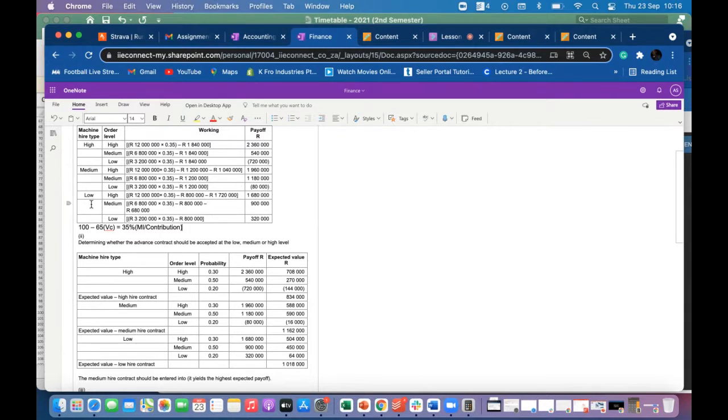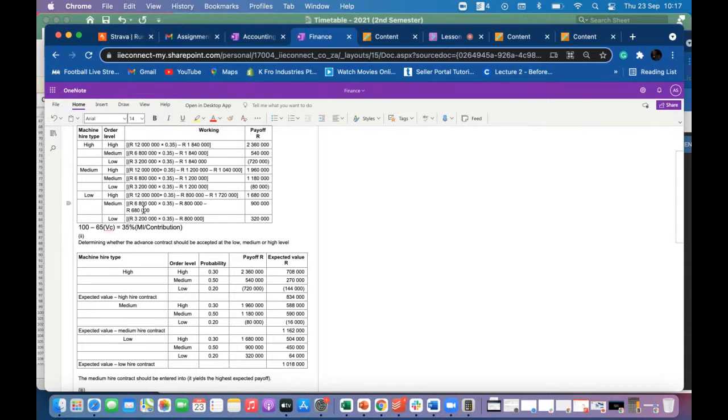Then we're saying if we enter into the low contract, and yet demand is high, then we're obviously going to be penalized for going into the high contract, which is this 1,720,000, but we do end up making a profit of 1,680,000.